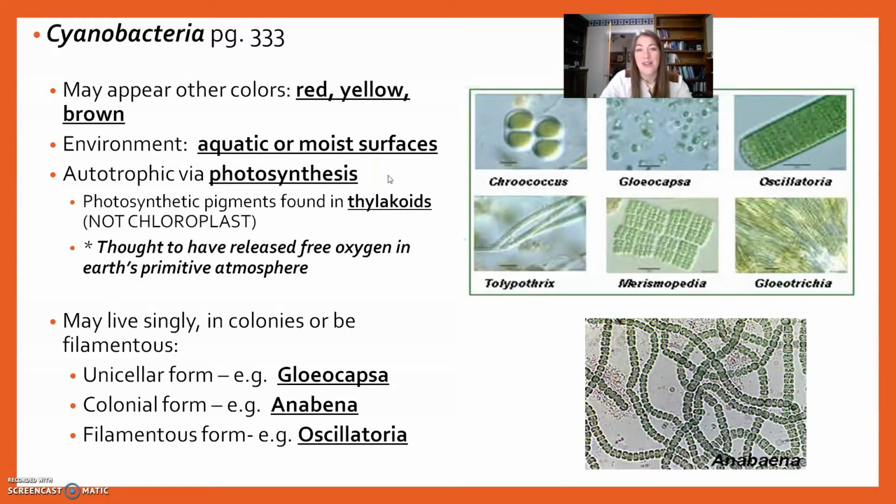Let's talk now about cyanobacteria. Cyanobacteria can actually be red, yellow, brown. We mostly see it as green, but it can also be those colors because it is photosynthetic. So it has different types of pigments that allow it to make its own food, so it's autotrophic.